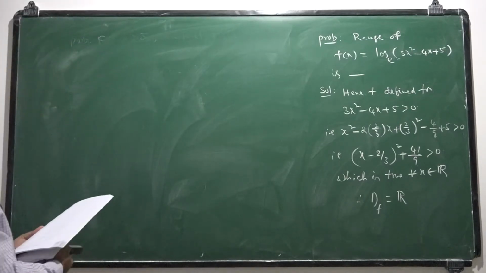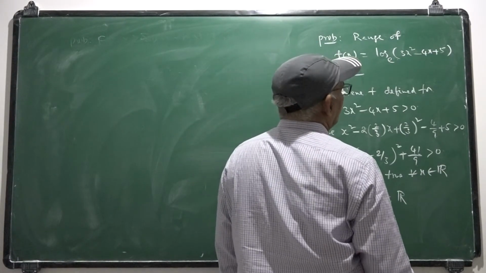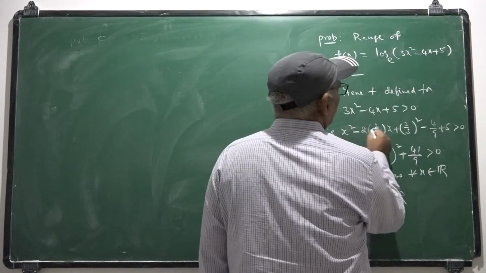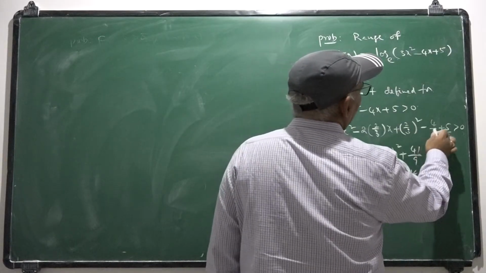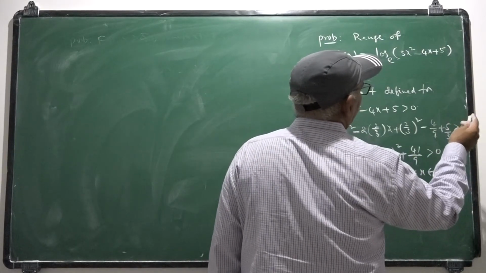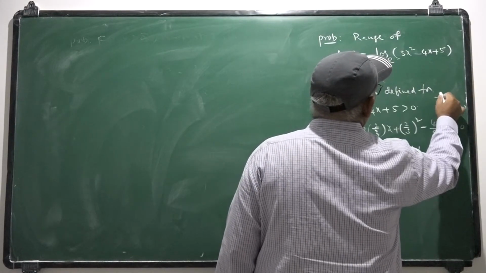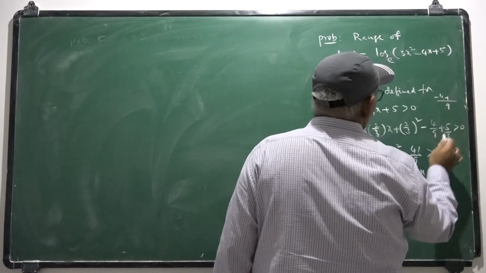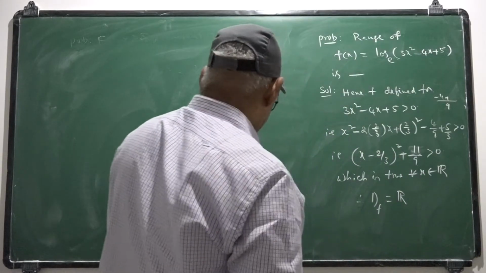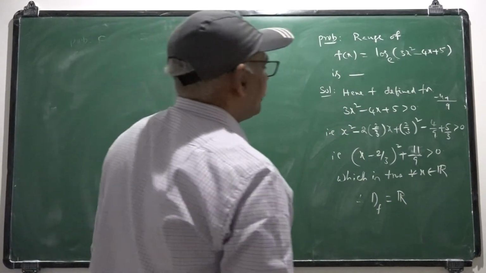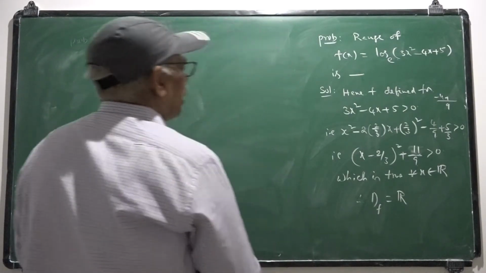Actually, taking 3 as common, here we get 5 by 3. 5 by 3 in the sense 12 by 45. This is 9 minus 4 plus 15, 11 by 9. This is 11 by 9. Okay, 11 by 9, which is true for all x that belongs to R.